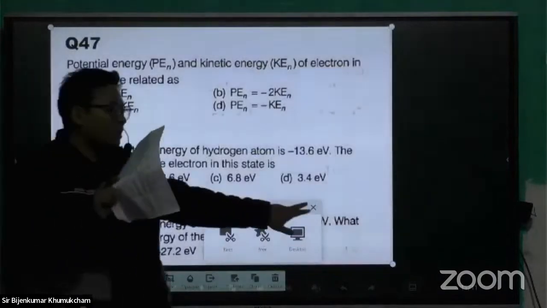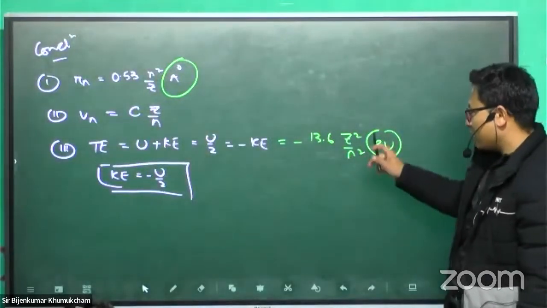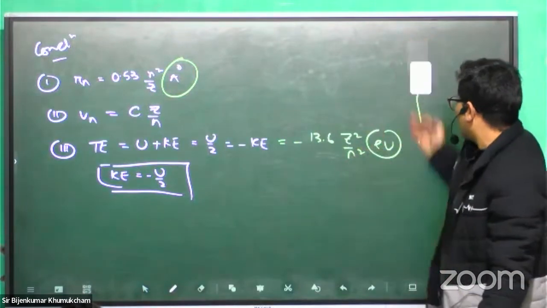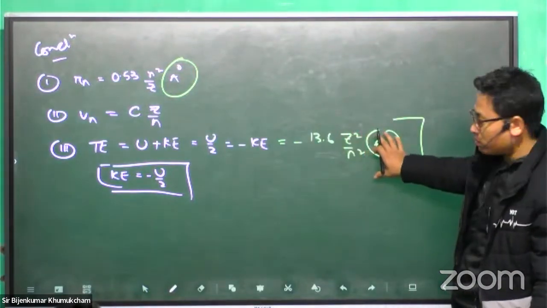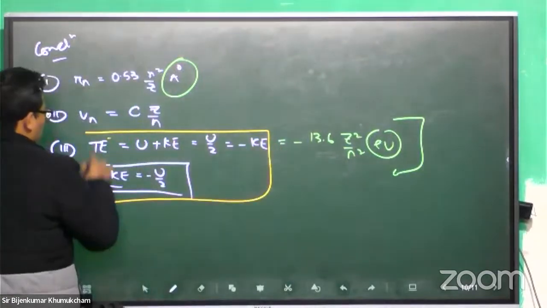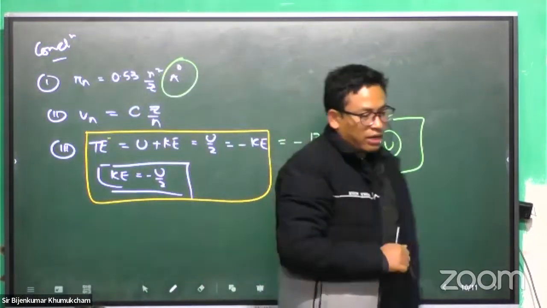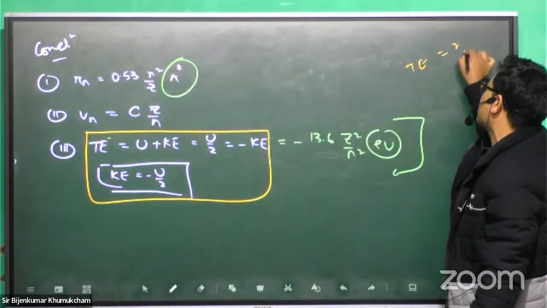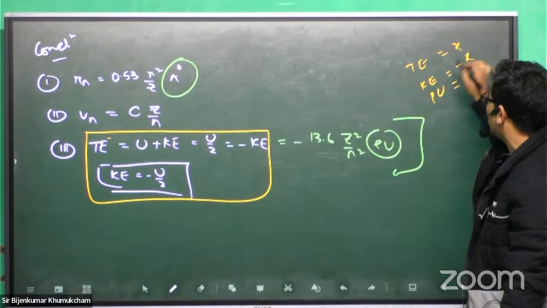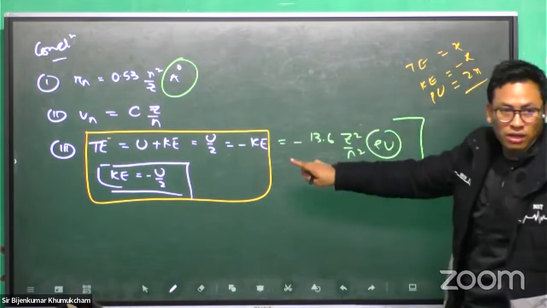The same expression can be used in gravitation. The same expression for the total energy can be used in any orbit. Among the total energy, if the total energy is x, then what will be the kinetic energy and what will be the potential energy? Total energy x, the kinetic energy will be minus x, potential energy will be twice x. This is the way this can be asked in gravitation.